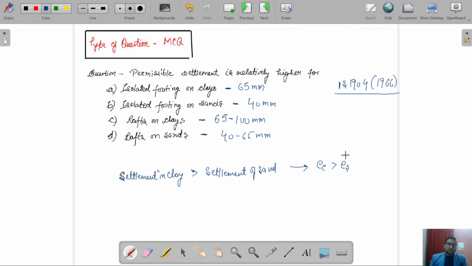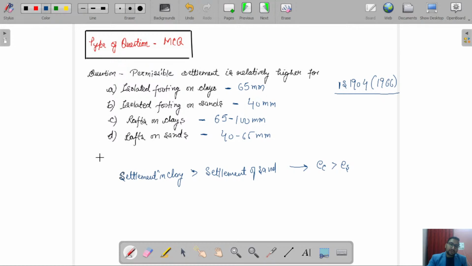Ultimately, the settlement is due to the decrease of the void ratio. So whichever soil has more void ratio, for that soil the settlement value will be more. The void ratio of clay is more than the void ratio of sand.